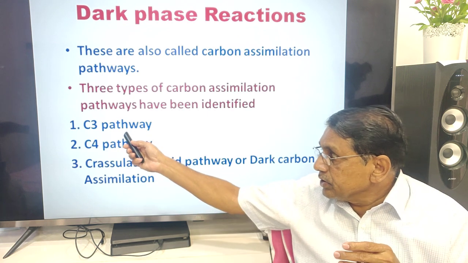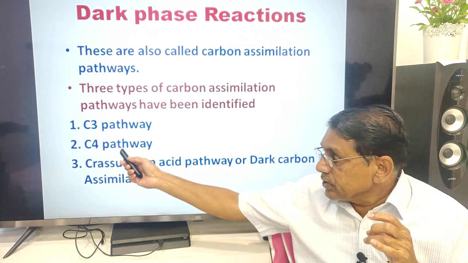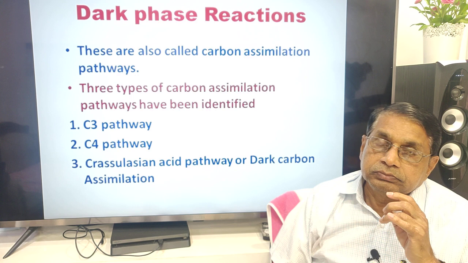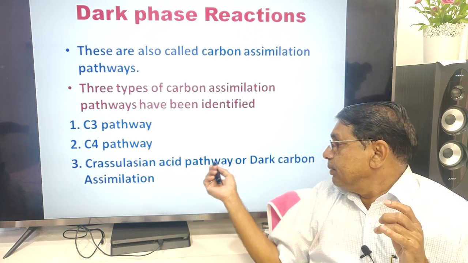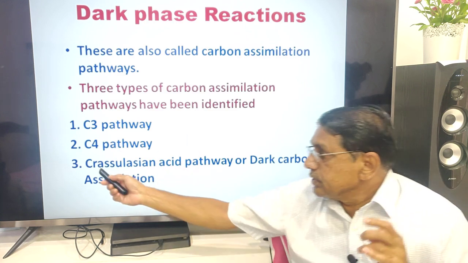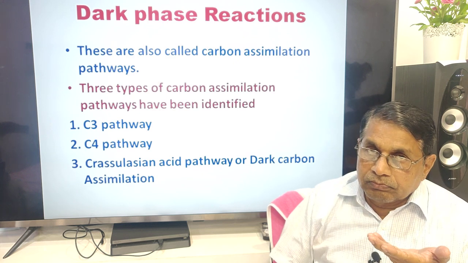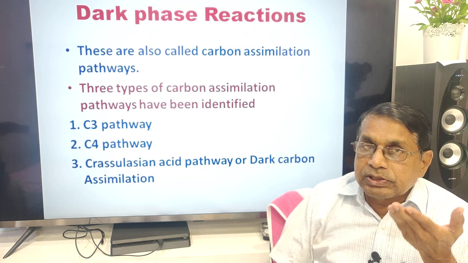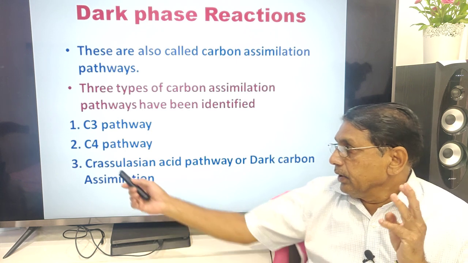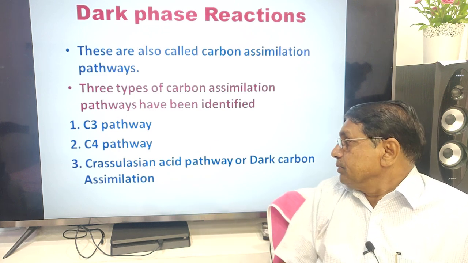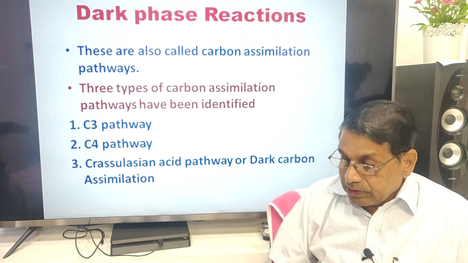In some plants, the C3 pathway; in some plants, the C4 pathway; in some plants it is called the crassulacean acid pathway, or CAM pathway, CAM metabolism. CAM means crassulacean acid metabolism. C3, C4, then crassulacean acid metabolism. This is also known as dark carbon assimilation.